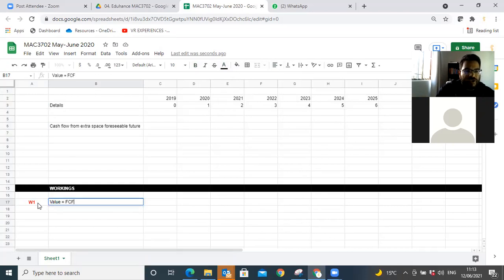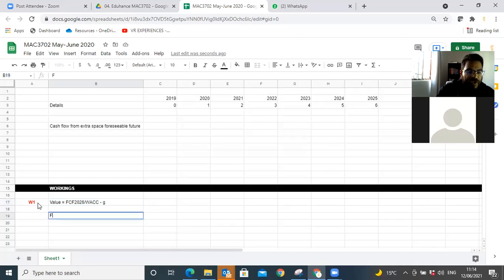equals free cash flow 2026 divided by, try to think quickly now, what would be the best way to do this? It's going to grow by that, okay. Divided by our WACC rate minus growth. Okay, so we're going to need a WACC rate minus growth.